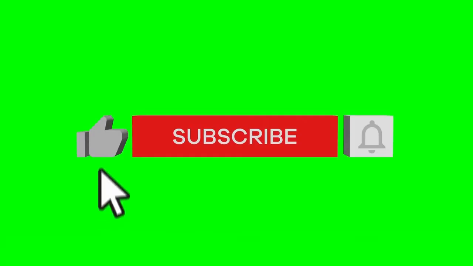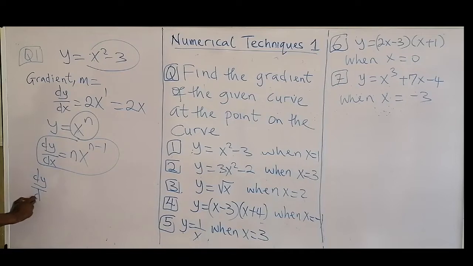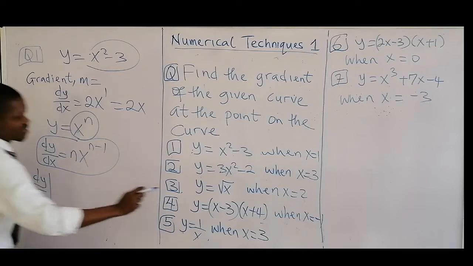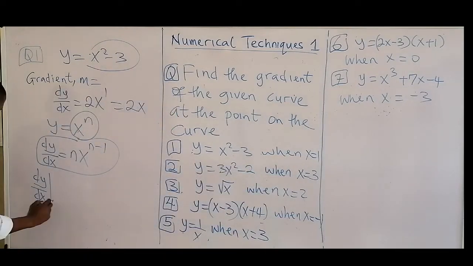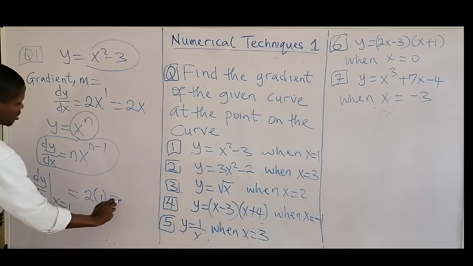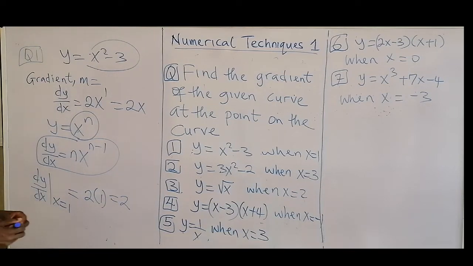So we've gotten our gradient now at the point s is equal to 1. Just substitute s is equal to 1 into this place. That's 2 times 1, and that's 2. So question 1 is done.